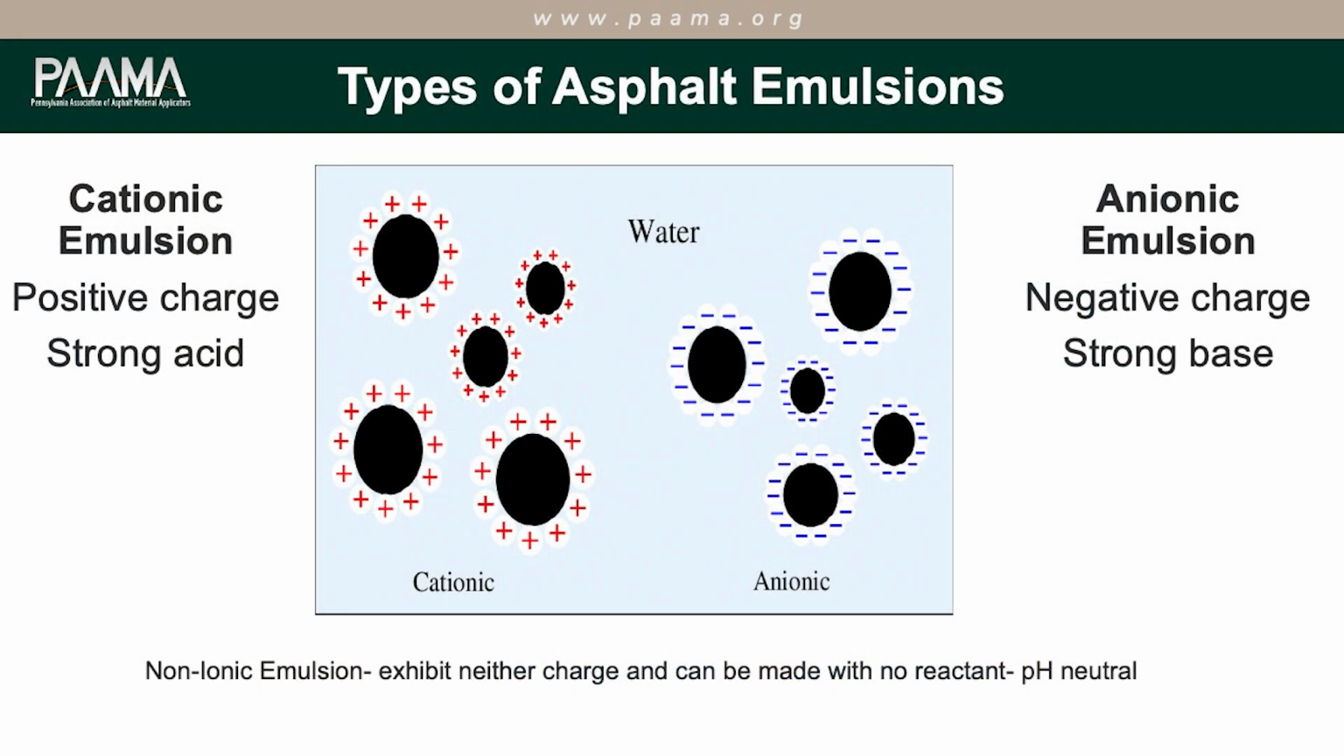Over here, it just shows you another example. Cationic emulsions are positively charged, and you can see the droplets there with the plus ions, and in the middle there is the water, and that's keeping your emulsion stable. So it's stabilizing those asphalt droplets in the water. And the anionics, the opposite. Negative charge made with a strong base, but they work the same way, and the asphalt droplets are repelling each other.